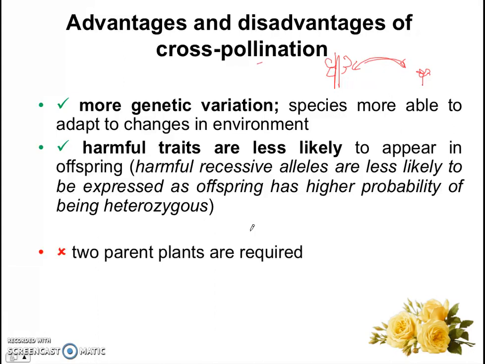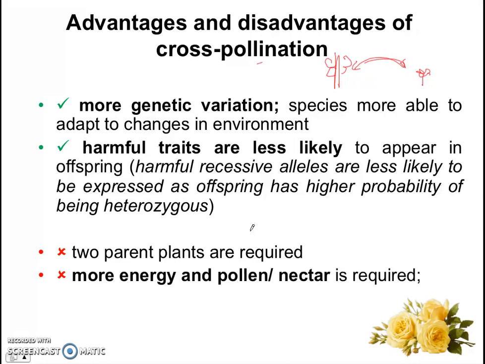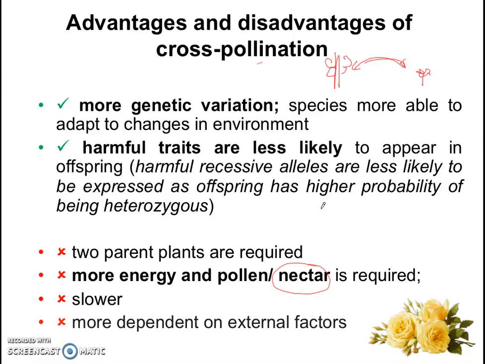Right, so the disadvantages of cross-pollination is that, of course, two parent plants are required. It's harder. More energy and pollen is needed. Some plants also need to spend resources on producing nectar, right, to attract insects. So that's also extra resources and energy. It's slower. It takes a longer time, right? You have to wait for the wind, animals, and it's more dependent on external factors.